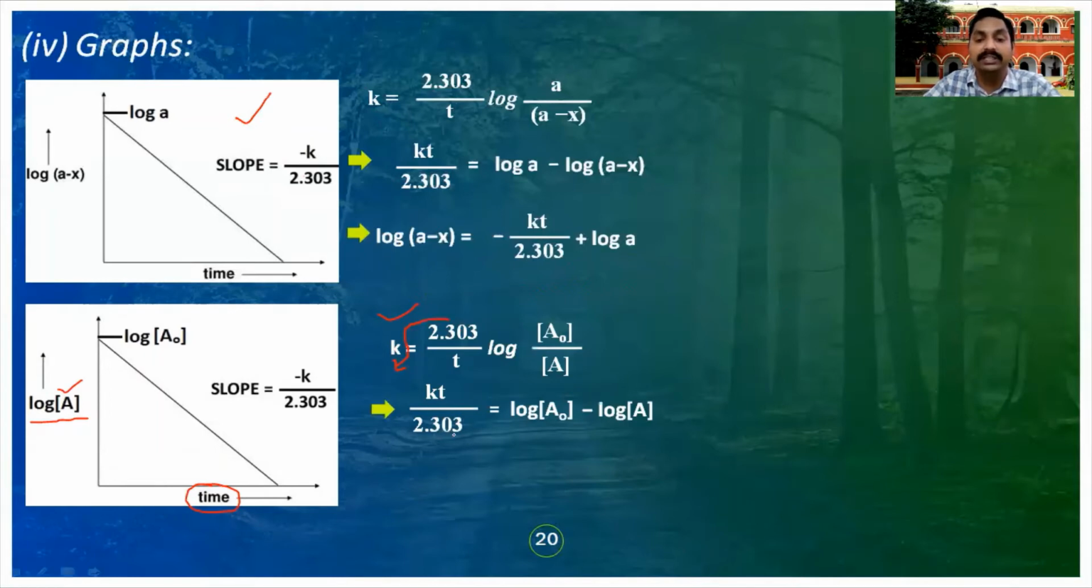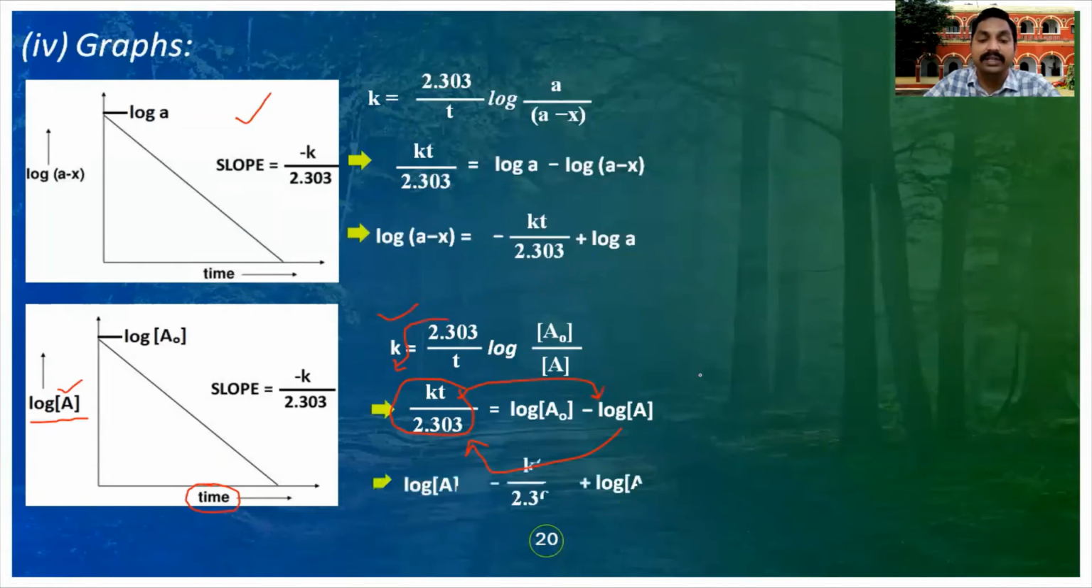kt by 2.303 is equal to log a naught concentration minus log concentration of a. Now bring this log a to the left hand side and this whole kt by 2.303 to the right hand side.